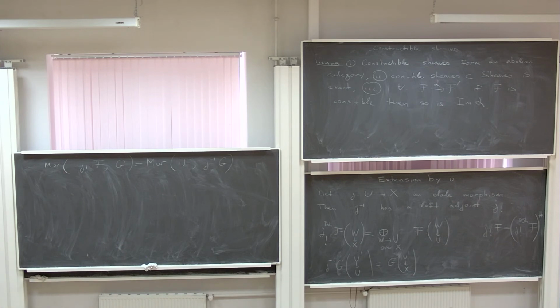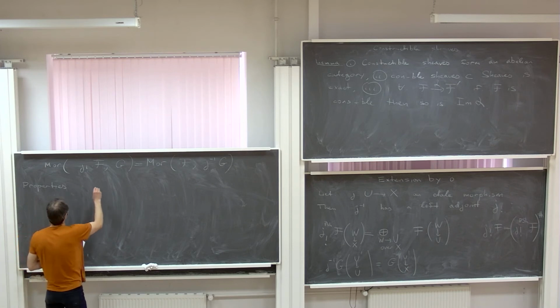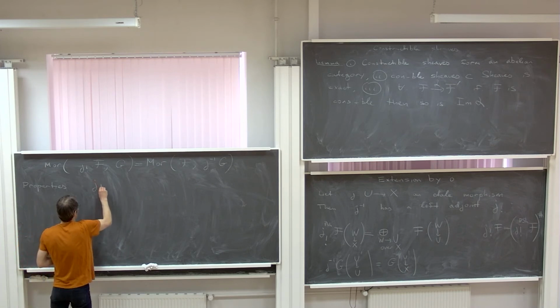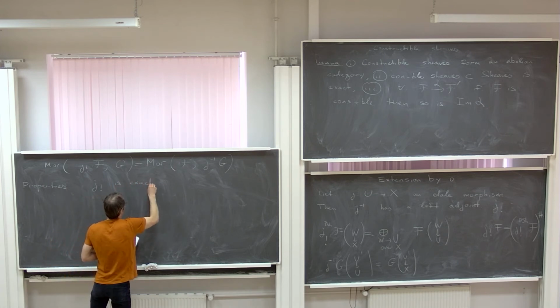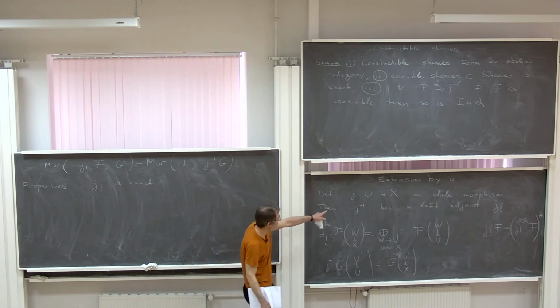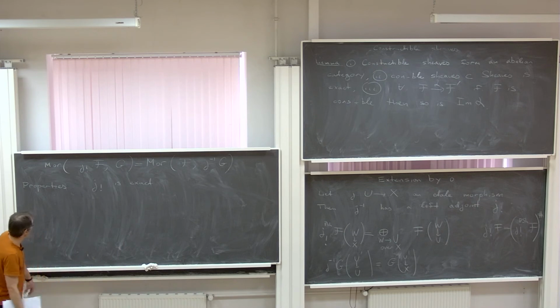Okay? So here is, again, an easy proposition, some properties of this. First of all, this functor is exact, contrary to j lower star, which is not exact. Well, this will follow from the description of stalks.